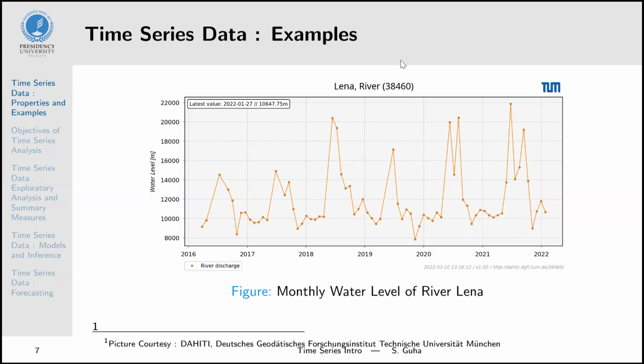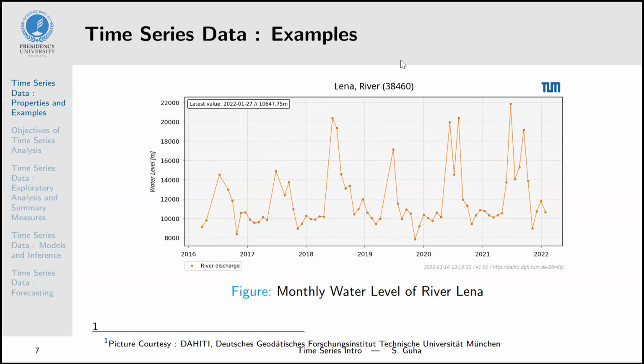Okay. Then this is yet another example of time series data. This is hydrological time series data, where the water level for the Lena River of Russia has been collected. This is the monthly water level data set. I have taken this data set from the Technical University of Munich.